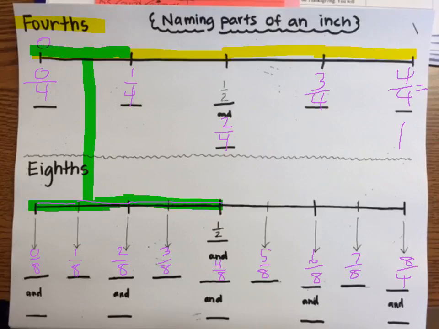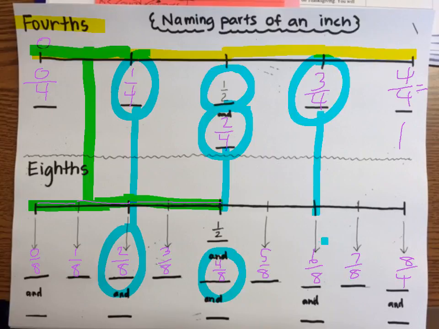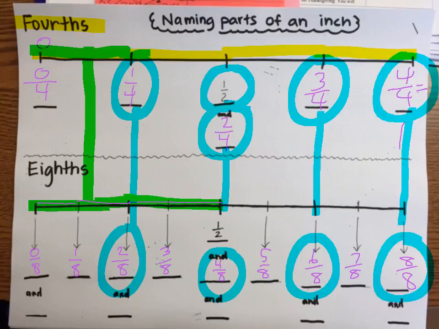In other words, 1/4 is also known as 2 eighths. 1/2 is also known as 2/4 and 4 eighths. 3/4 can be called 6 eighths. And oops, I know some of you caught that mistake. Going back to my highlighter, 4/4 is also known as 8 eighths.